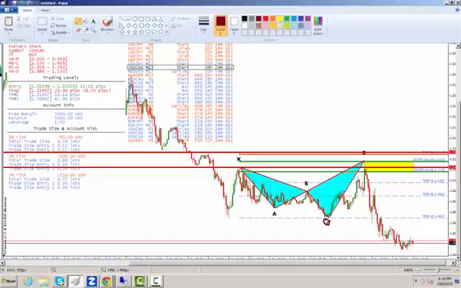0, 1, 2, 3, 4, 5. You see that? The market likes to work in 5 waves and likes to work A to B, C to D. The market loves to work A to B, C to D, and it likes to work in waves.